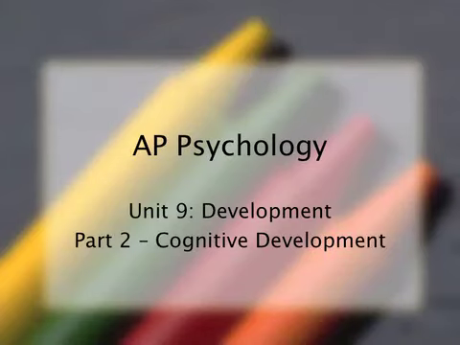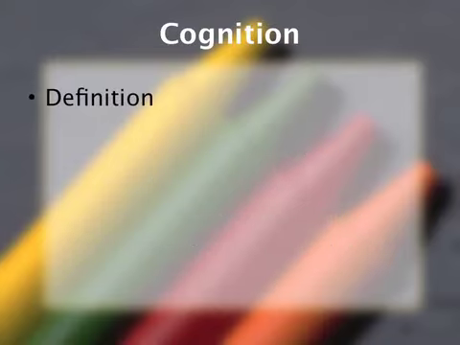Welcome to part 2 of Unit 9 on development, one of my favorite topics to discuss, cognitive development. And so when we talk about cognition, just to review from previous units, remember that cognition refers to all the mental activities associated with thinking, knowing, remembering, and communicating. And so in this slideshow, we're going to look at the development process of cognition in young children.